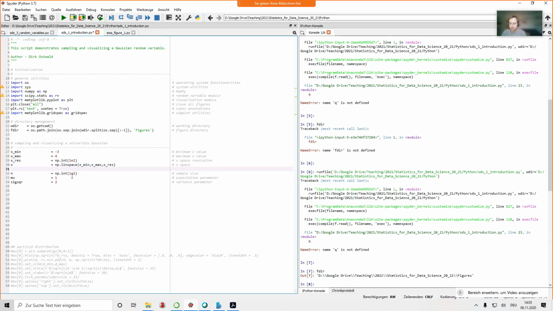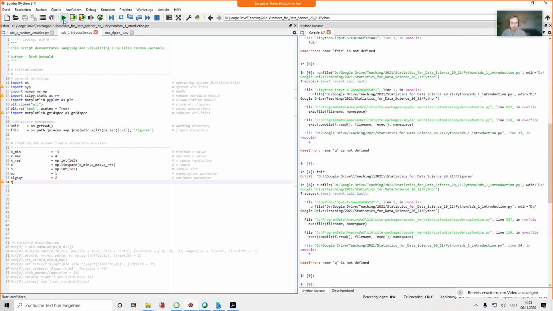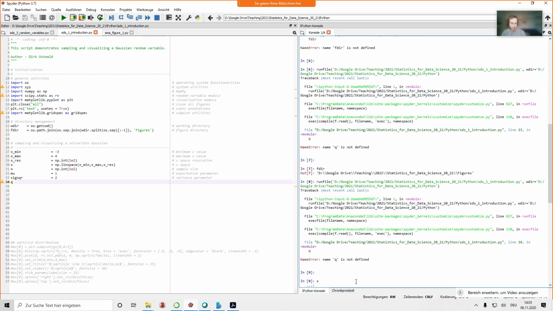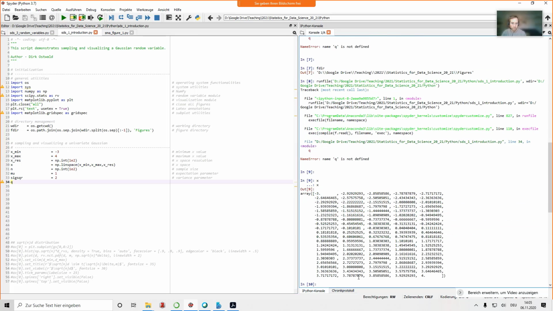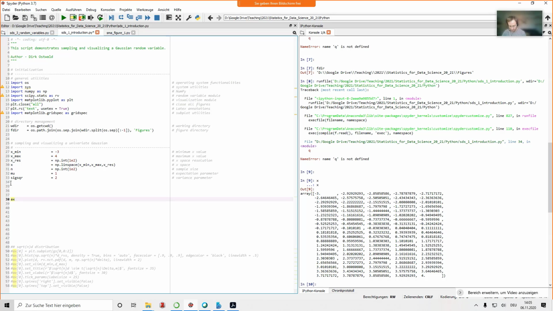So now not much has happened. We've just created a vector of numbers between -3 and 4 linearly spaced. So let's see that this is all fine. So oops. Here we now have our numbers for which we can evaluate our PDF of interest, which here is of course the Gaussian. So before we now sample that, let's visualize the PDF to already know what kind of samples we expect.